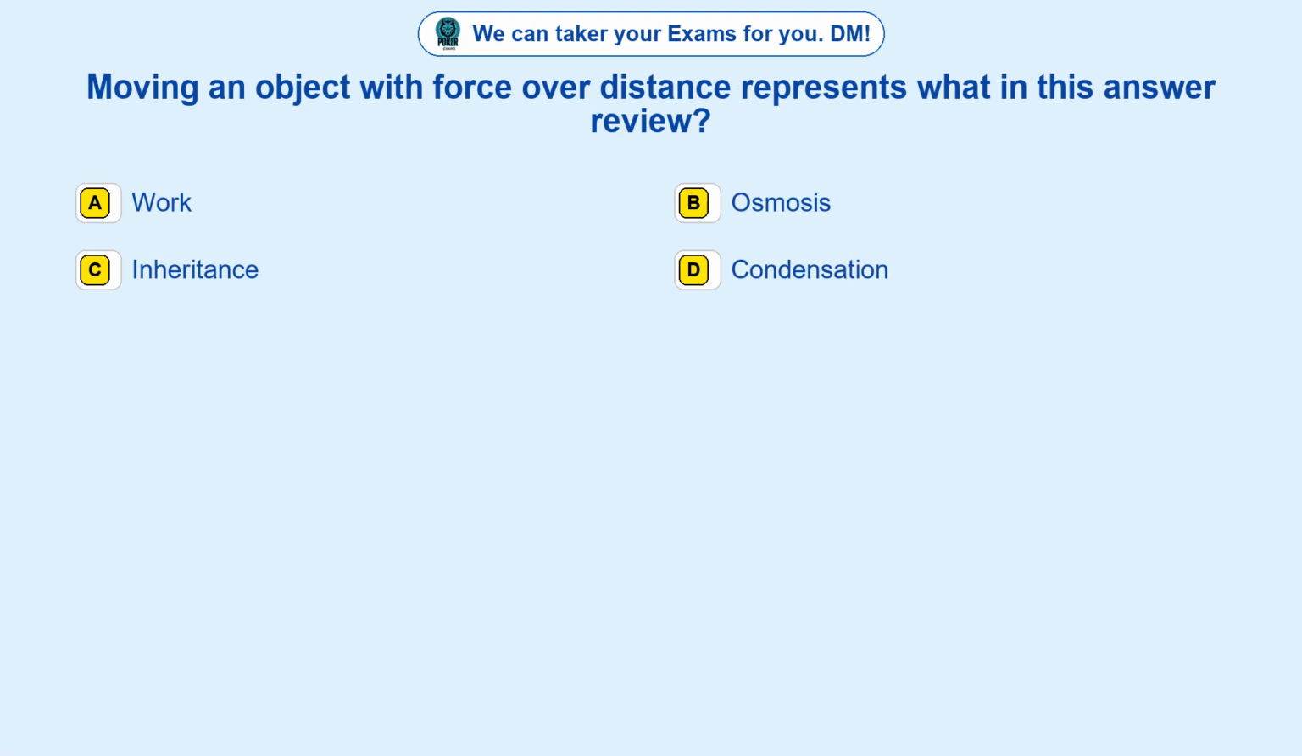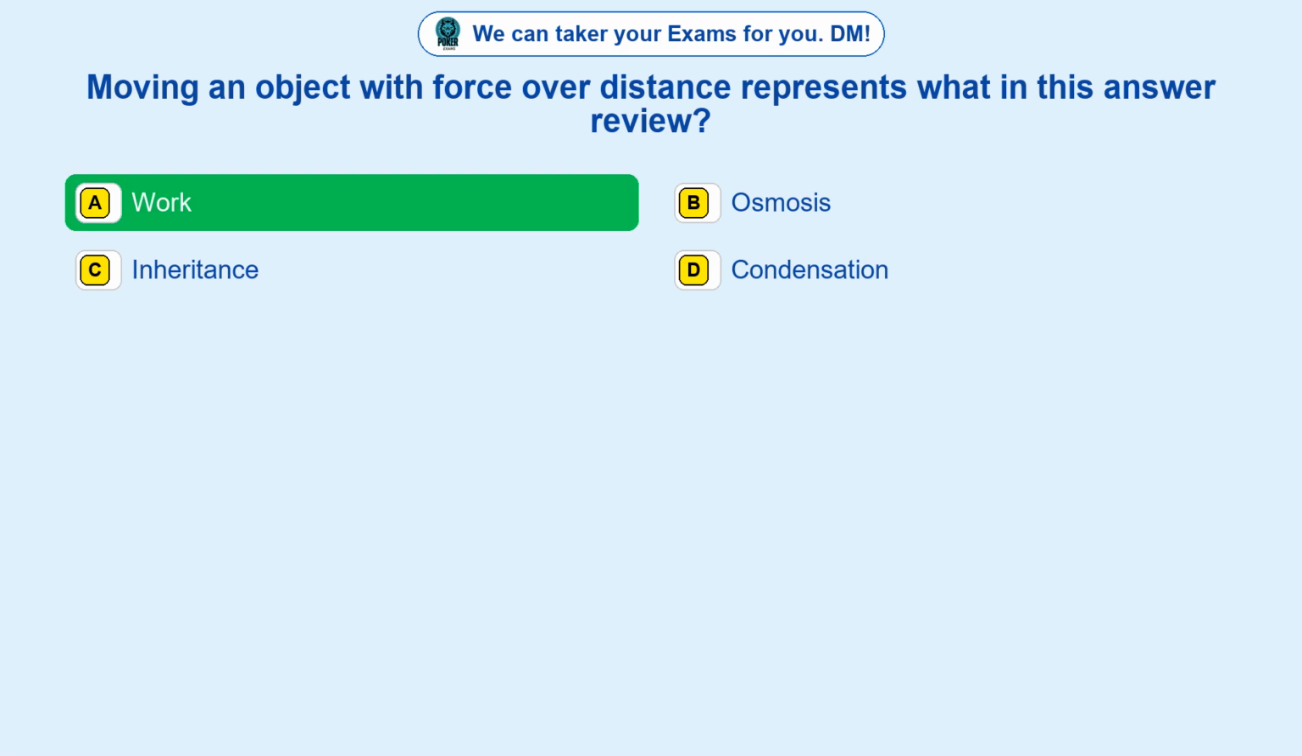Question 59. Moving an object with force over distance represents what in this answer review? Option A, work. Option B, osmosis. Option C, inheritance. Option D, condensation. The correct answer is option A.